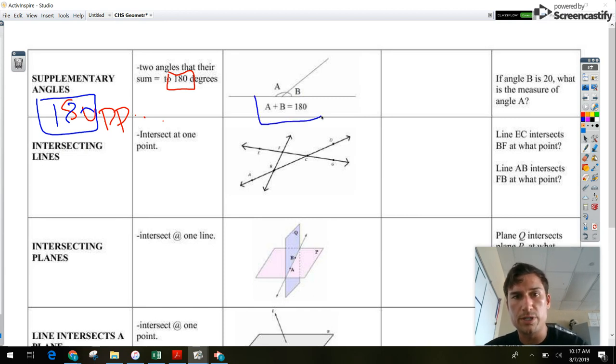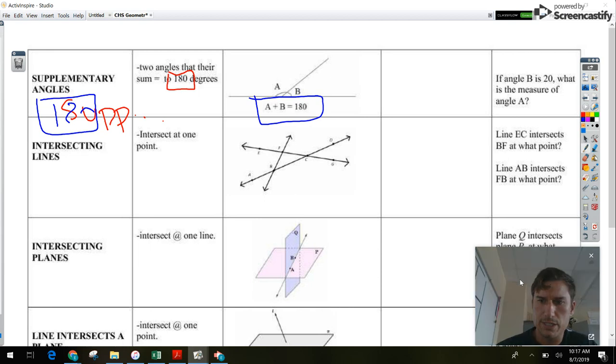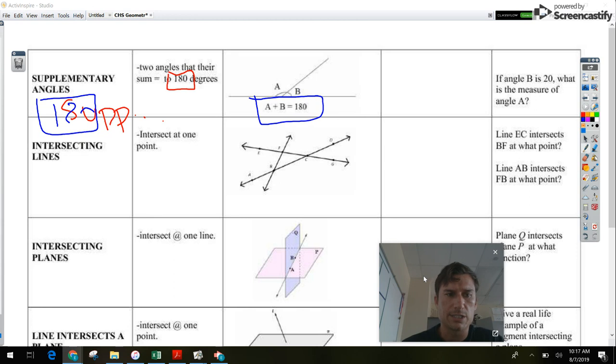So the formula there is part plus part equals 180, just the two angles added together equal 180 degrees. So intersecting lines: remember, lines intersect at one point. That's the thing to take away there. The next one, intersecting planes, is that planes intersect at one line. So let's back up. If we take this line and this line, they intersect at point B. So that would be the one point they intersect.